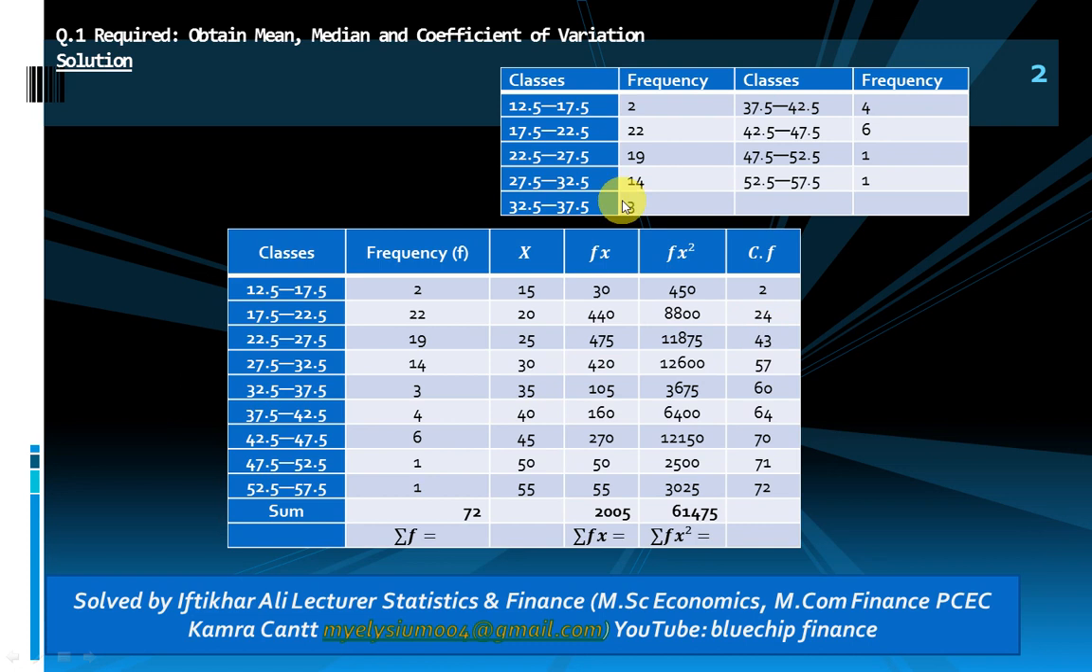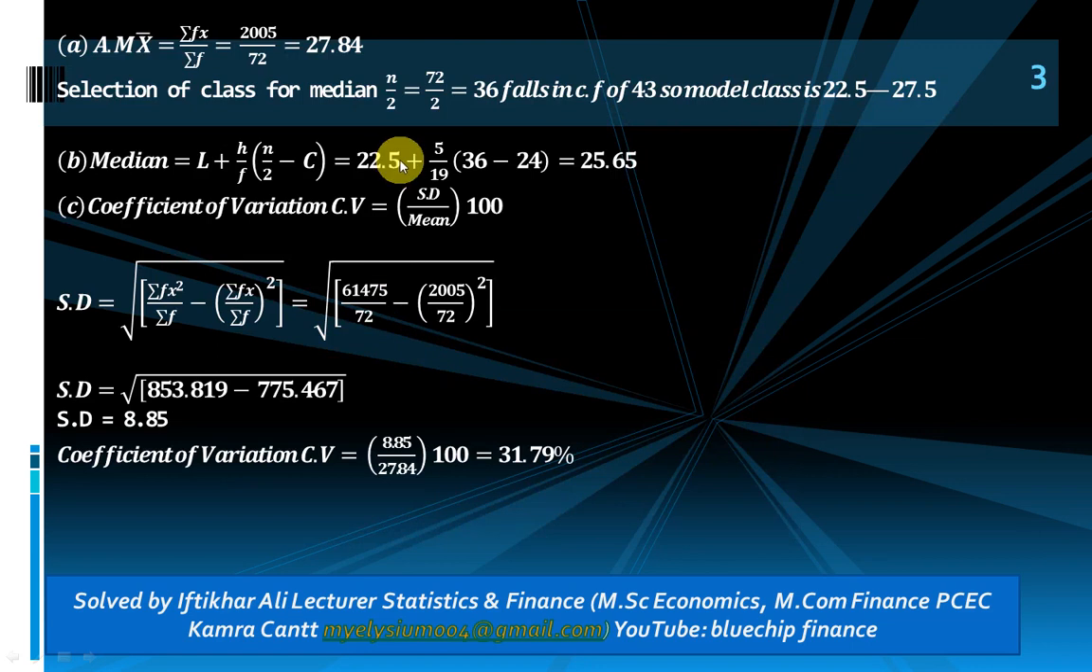If after calculation of n by 2 the result is 43, then we can take C as 43. But because n by 2 is 36 and it falls in the 43 cumulative frequency, and these are not equal, we should take C, which is before the cumulative frequency of the median class. So after putting the data into the formula and solving, the median will be 25.65.